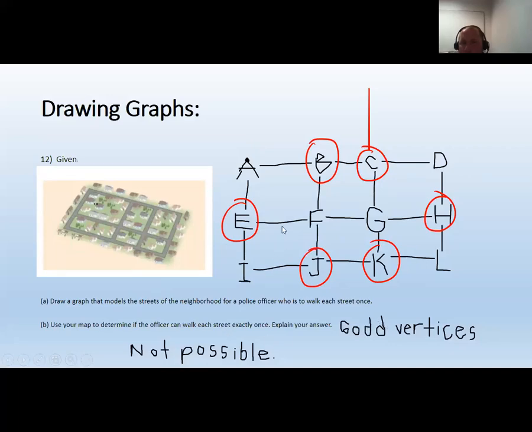It's not going to be possible to walk each street exactly once. It wouldn't be possible, because there's no Euler's path or Euler's circuit with 6 odd vertices in this particular graph. So does anybody have any questions on this problem?